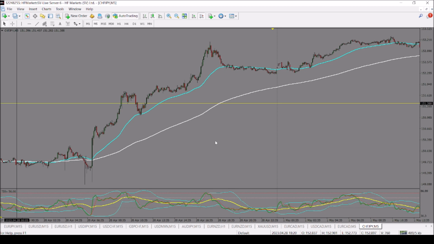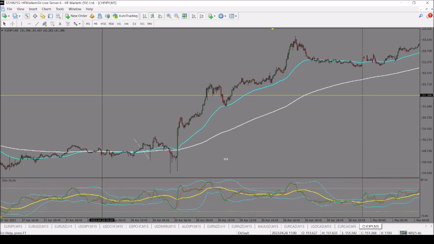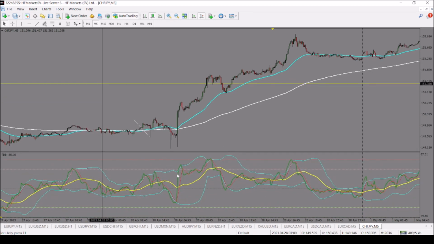So this is CHF against JPY. In this particular case, we can see that we had a crossover of the 50-200 EMA. After that crossover, we've said we can now know that the market is in an upward trend context. Then we now need to go over the TDI to see where those two factors are issued.